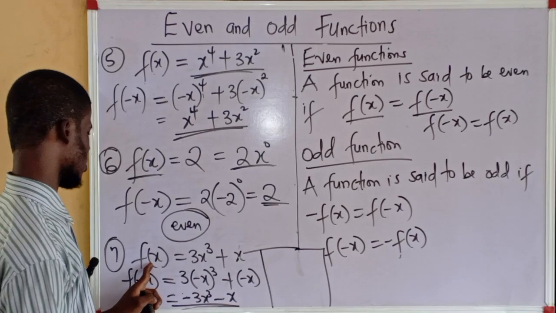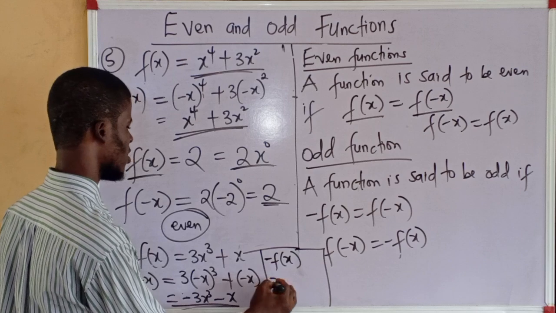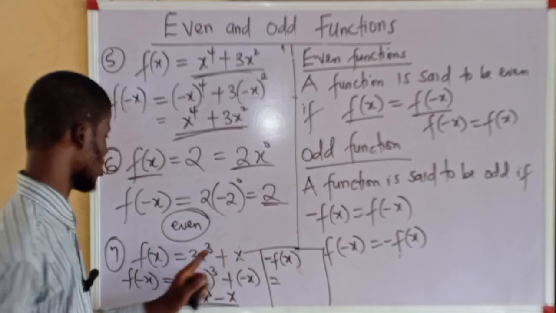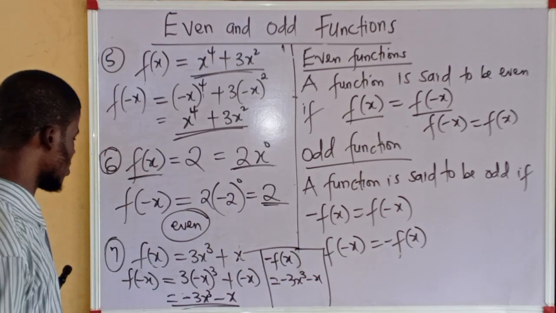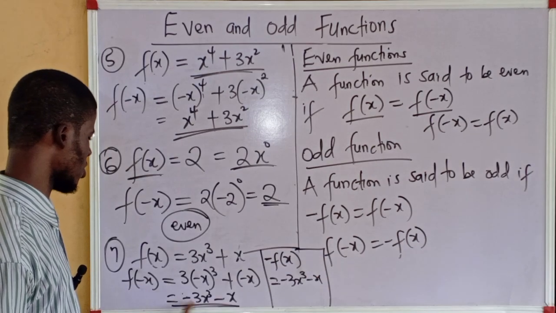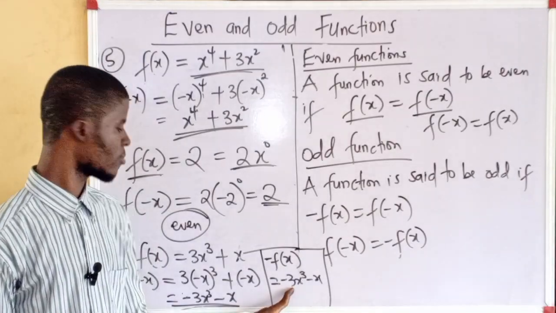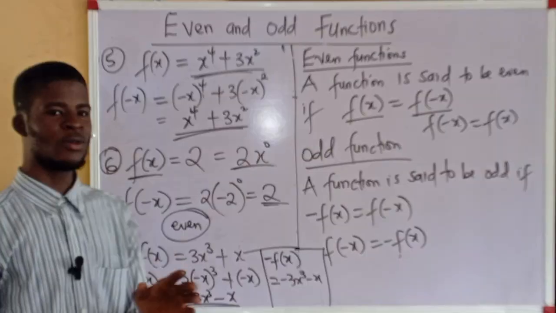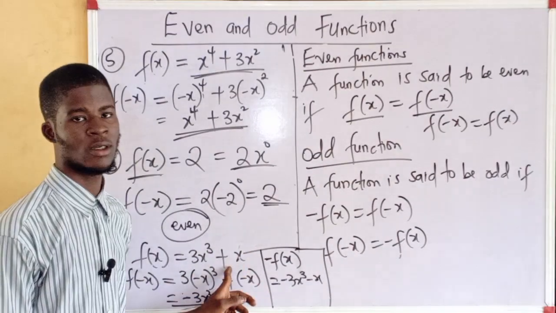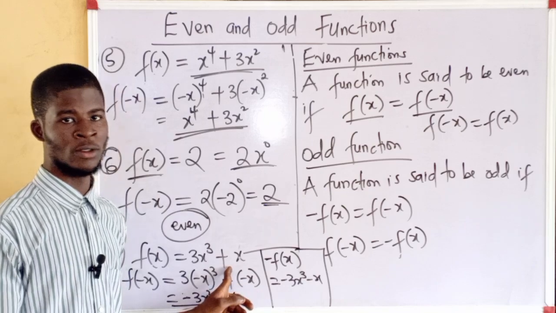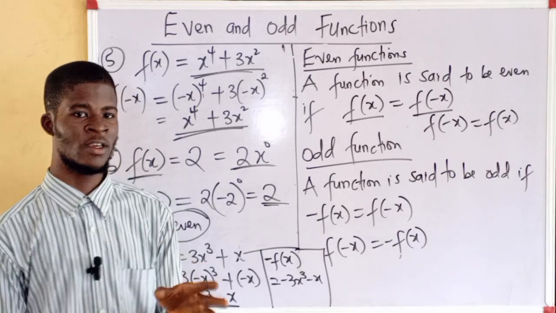This is f of x, 3s cubed plus s. So it means that minus f of x is obtained by multiplying through by minus 1. That will be what? Minus 3s cubed minus s. So you can see that f of minus x is the same as minus f of x. That shows that the function is odd. So this function is an odd function. So take note now, if we are having odd powers of x in the polynomial, the function is odd. But if we are having even powers, the function is even.